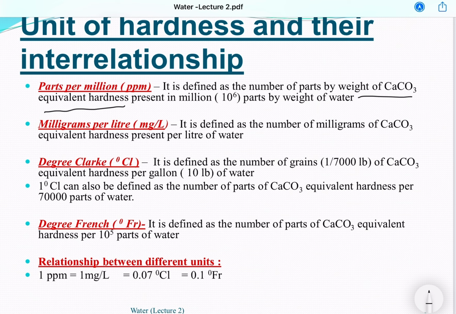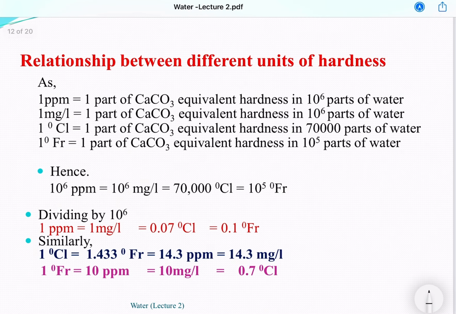Similarly, the 4th unit is degree French. It is defined as the number of parts of CaCO3 equivalent hardness in 10 raised to power 5 parts of water. Now, these are the 4 units in which hardness is expressed, and when you derive the relation it will come something like this. 1 ppm is equal to 1 milligram per liter is equal to 0.07 degree Clark is equal to 0.1 degree French. Now, how do we come to this relation?